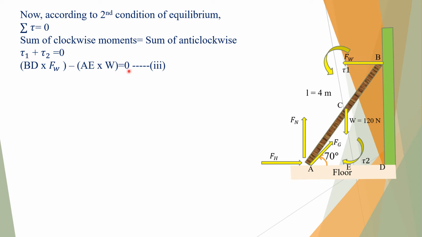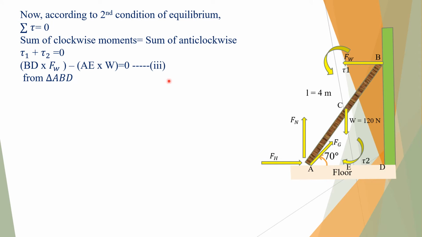And tau 2 is equal to moment arm into force. Moment arm is AE and force is W. So we get BD into F wall minus AE into W is equal to 0. We have taken clockwise torque as negative and anti-clockwise torque as positive. Let's say equation number 3.